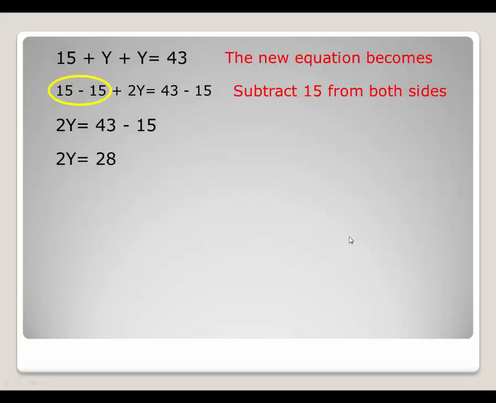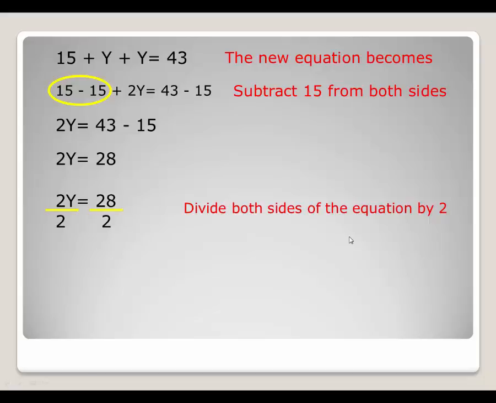Remember, our goal is to get y by itself. 2y is not y. So we have to get rid of the 2 from the left hand side of the equation. In order for us to accomplish this, we would have to divide both sides of the equation by 2. Thus, we will get the new equation to be 2y divided by 2 equals 28 divided by 2.